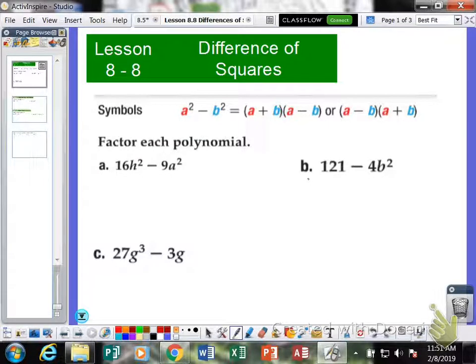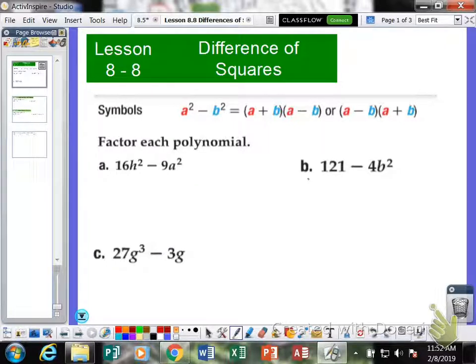Lesson 8.8 is on the difference of squares. We've previously talked about the product of the sum and difference of two quantities. The resulting product is referred to as the difference of two squares. This means that the factored form of the difference of squares is called the product of the sum and difference of two quantities.